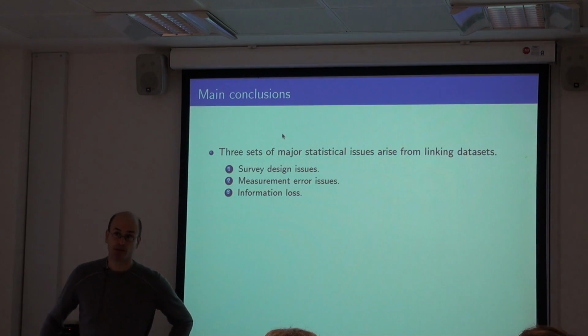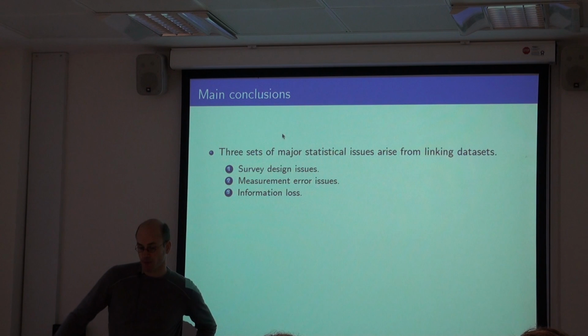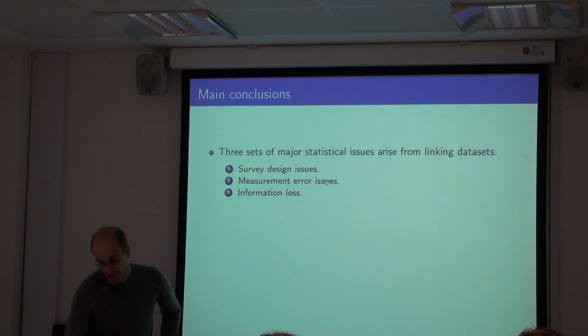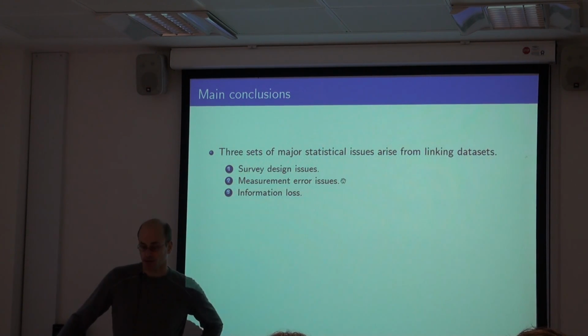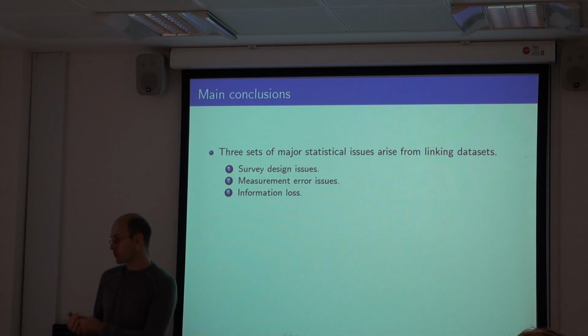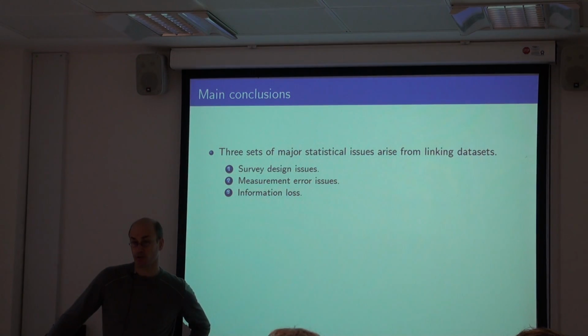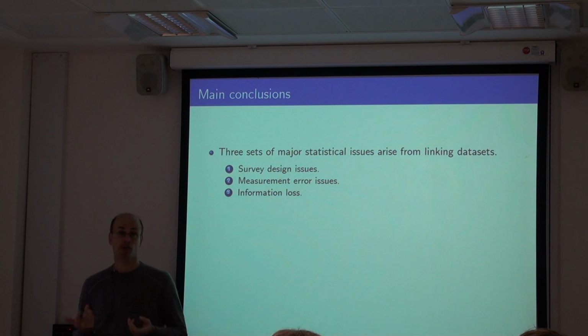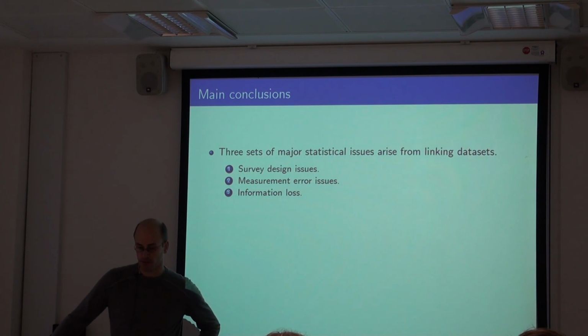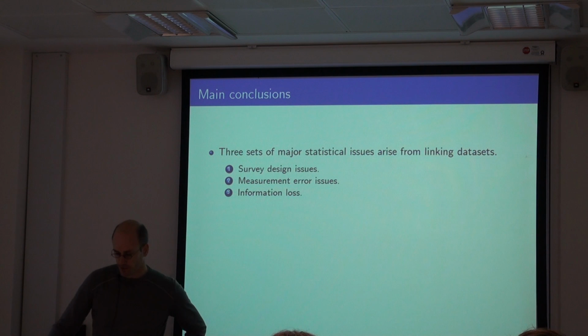The second set of issues is measurement error issues. In addition to non-representativeness of the sample, when you link with any survey, there's always measurement error. You measure a particular quantity that you're interested in, and it's measured with error depending on the survey instrument or the measurement instrument. When you link data sets, additional measurement error is produced depending on the linking process, and I'll talk about that in a little bit. And then finally, information loss.